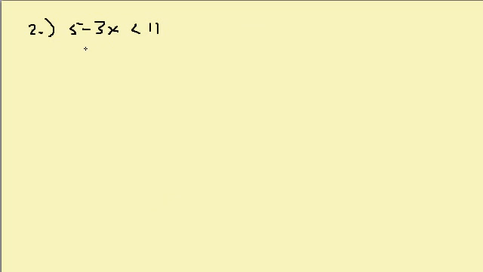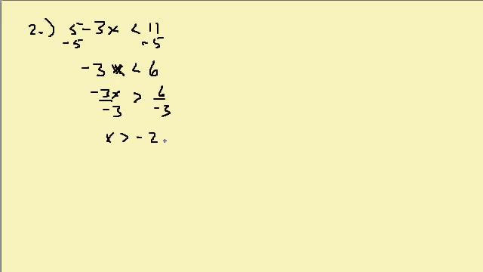Now let's look at this one. Let's subtract 5 from both sides. So we get negative 3x is less than 6. I'm going to divide both sides by negative 3. And since I'm dividing by a negative number, I have to reverse the symbol. So I get x is greater than negative 2.